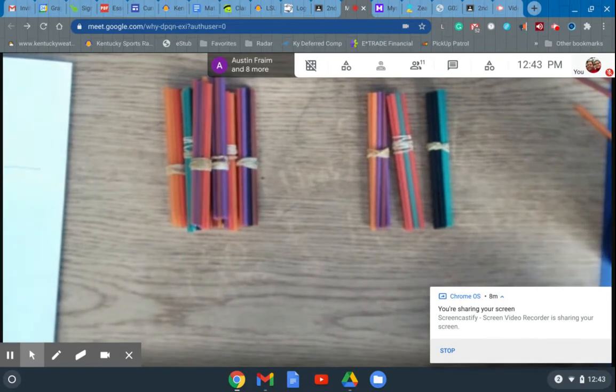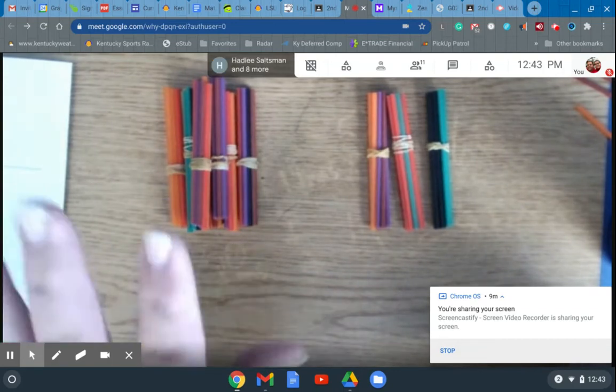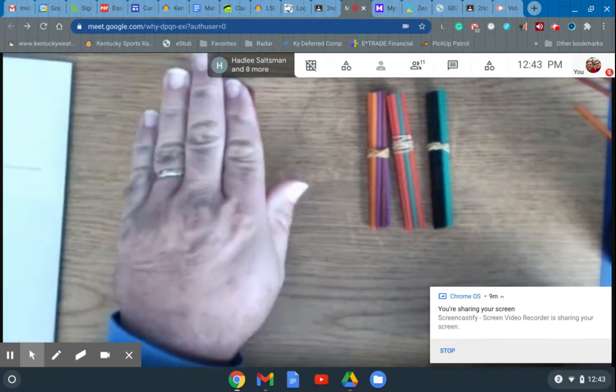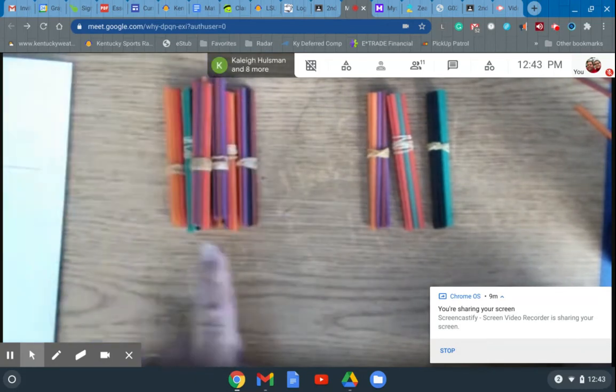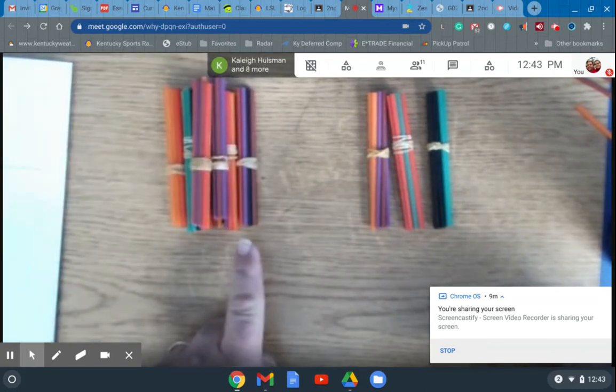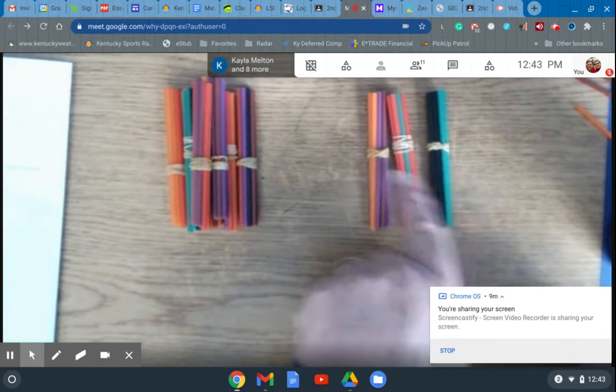So I'm just going to sit here for a second and let you think about that. Okay, this is called wait time. I'm going to wait and give you time to think. I'm going to be quiet for just a second. All right, so this was 80, and it looks like 8 tens right here. Okay, and I gave you 3 more tens.